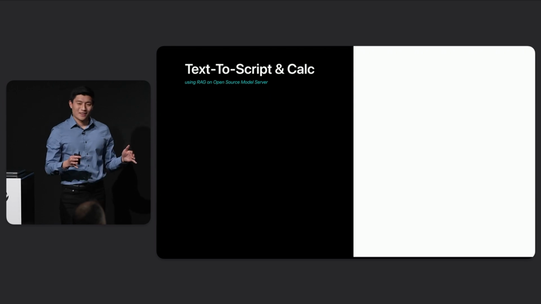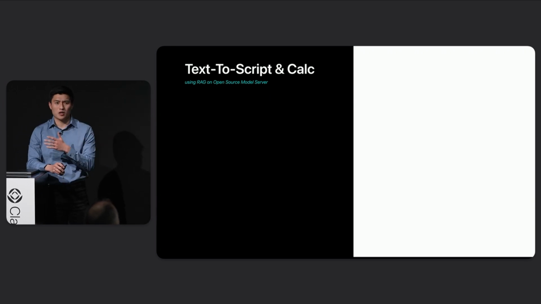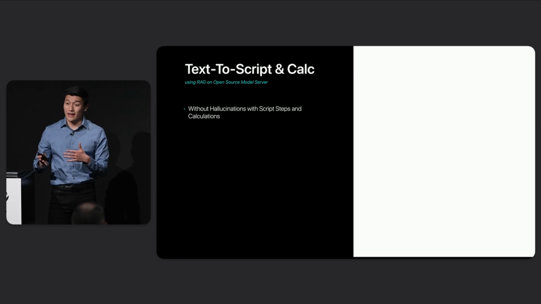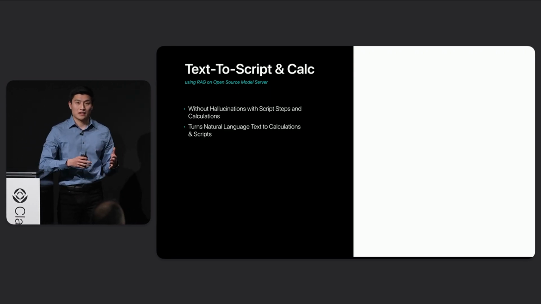So now a great application of RAG is text-to-script and text-to-calc. If you went to the opening keynote, you probably saw Ronnie's demo for text-to-calc. Here we want to generate calc statements and scripts without hallucinations. So we're going to take natural language text and turn that into calculations and scripts.